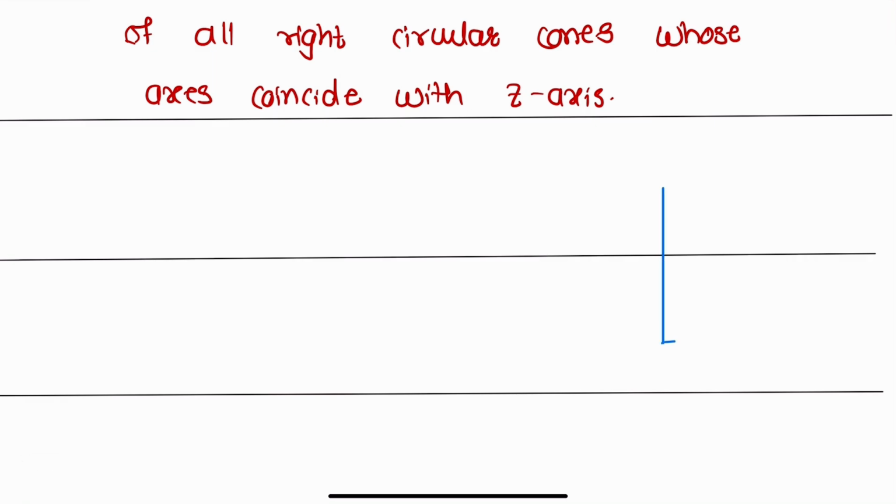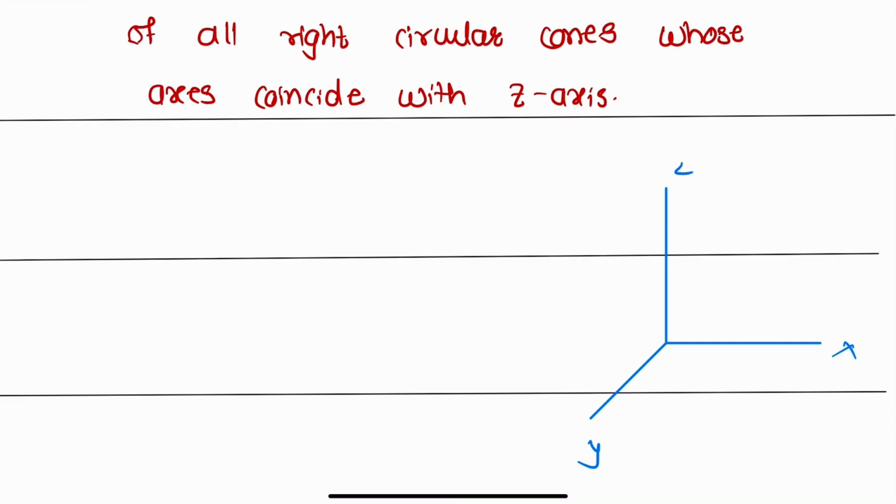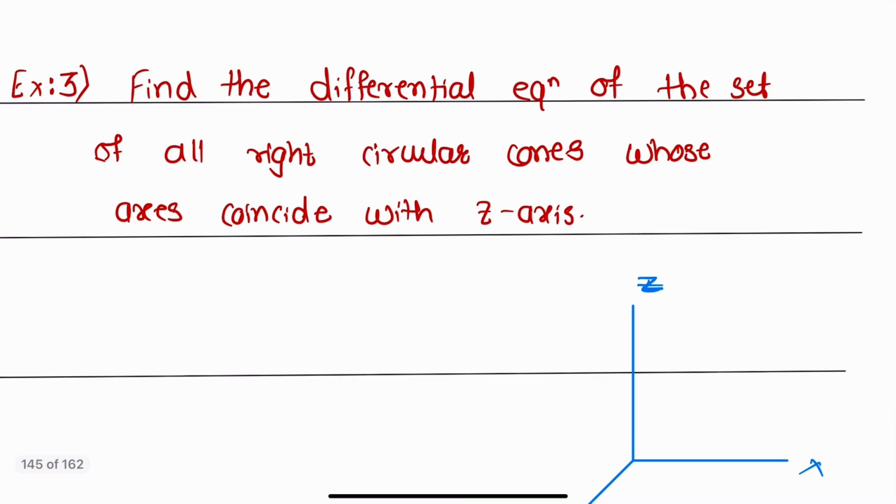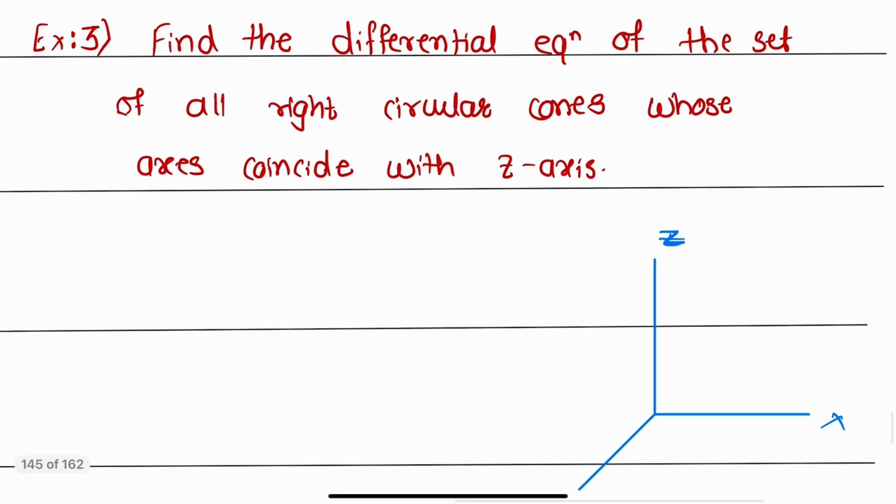This is our axis. Okay. X, Y, Z. Let me take this as Y, this as Z. So the axis coincides with the Z axis. Let us take the vertex of the cone to be at 0, comma 0, comma C. Okay, and this is the cone.